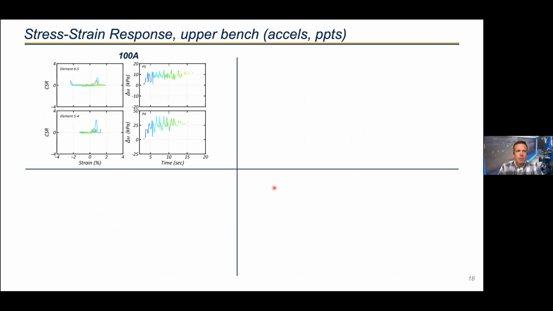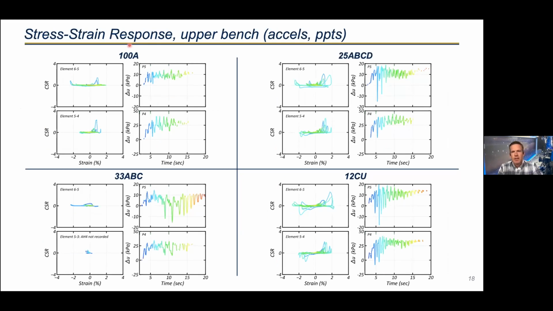Okay. You can also see it in terms of the stress strain behavior. And so you see a fully liquefied stress strain condition in the upper left for the 100A material. And this is on the upper bench. And you can see that in the well-graded materials, you start to see these dilation spikes at the limits of cycling. That's reflecting the more dilative nature of the material.